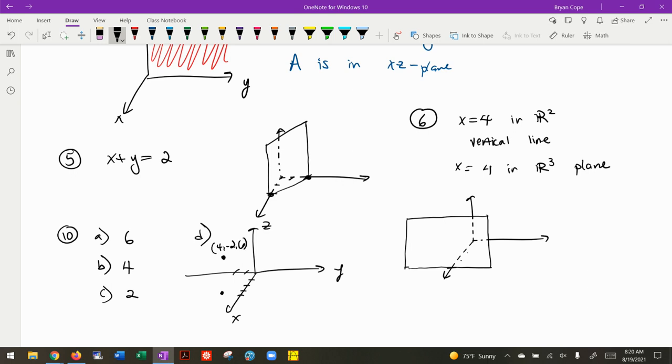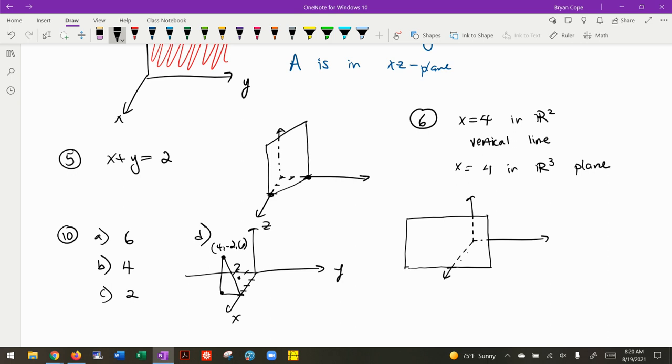So if we're trying to find the distance to the x-axis, think of drawing a triangle that looks like this, and we are interested in this distance right here that I just drew with a question mark.